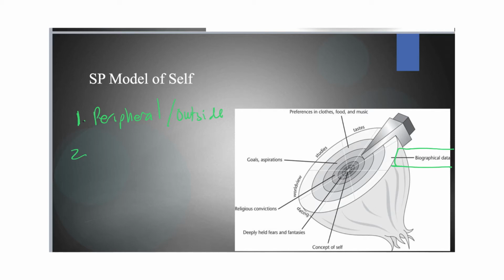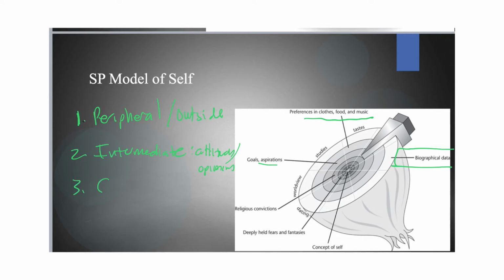But then you have intermediate layers. And your intermediate layers are attitudes and opinions about various issues. So you notice here, if you look at the intermediate layers, preferences in food and clothes, and then you get a little bit more like goals and aspirations, so we start to get a little bit deeper here as far as the intermediate layers go. So these are like attitudes and opinions.